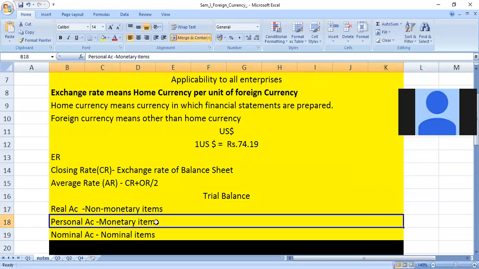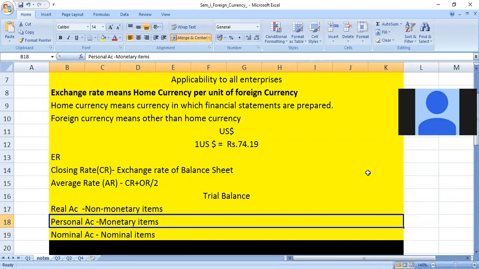What about the personal account? Yes, Rani, personal accounts rules. Personal account, you are aware about, you studied in 11th standard. Sir, debit the receiver, credit the giver. Right. Debit the receiver, credit the giver.